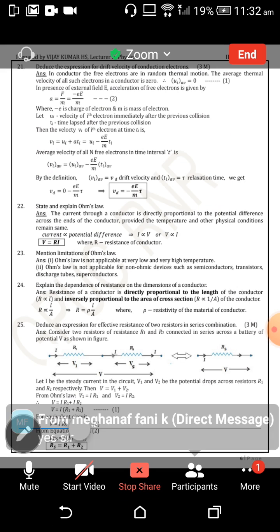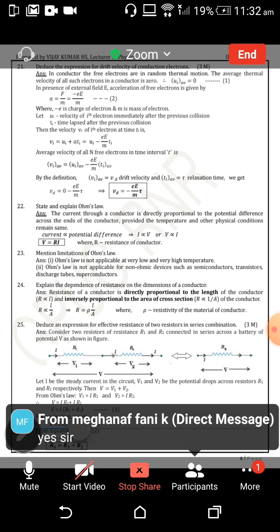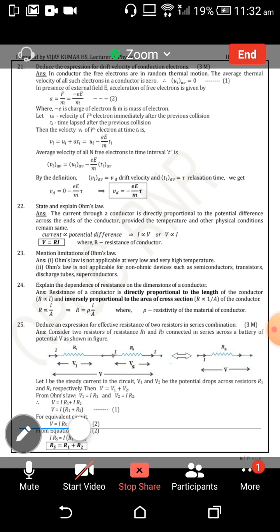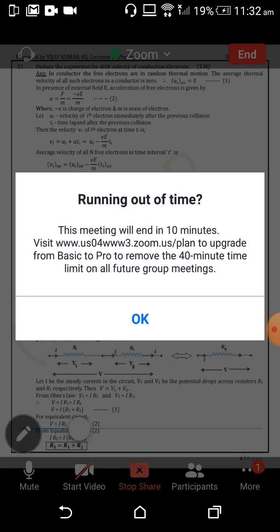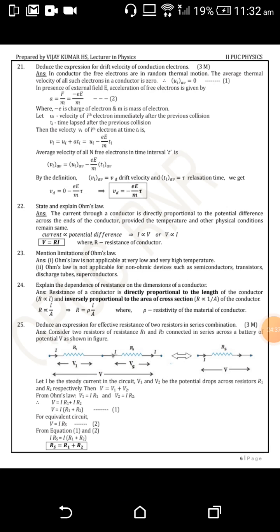Okay. So here, coming to the next, that is, state and explain Ohm's law. Even this is an important question. It is said that the current through a conductor is directly proportional to the potential difference across the ends of the conductor, provided the temperature and other physical conditions remain the same.